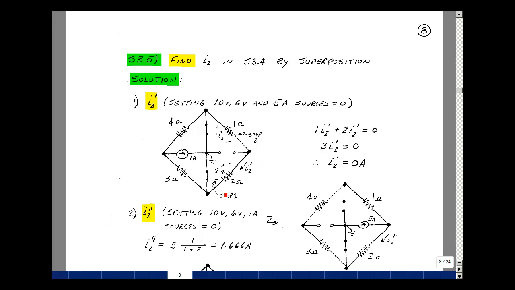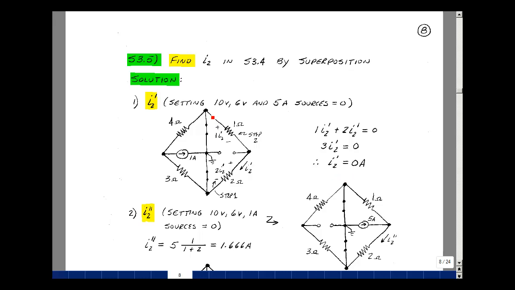That current is flowing in here and creating a drop of 2 ohms times I2 prime, but that same current is also flowing through the 1 ohm resistor because of the open circuit. It's going to be 1 times I2 prime. Let's go around the loop. Got a drop in voltage of 1 times I2 prime, another drop of 2 times I2 prime, but no rise in voltage, just equal to 0. That means that 3 I2 prime is equal to 0, and therefore I2 prime is equal to 0.